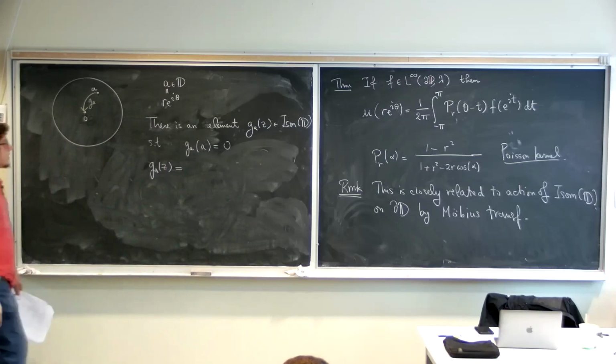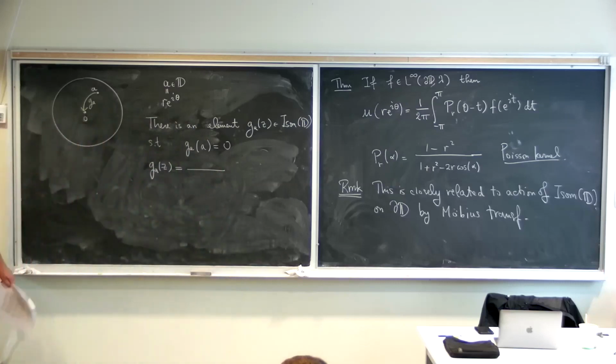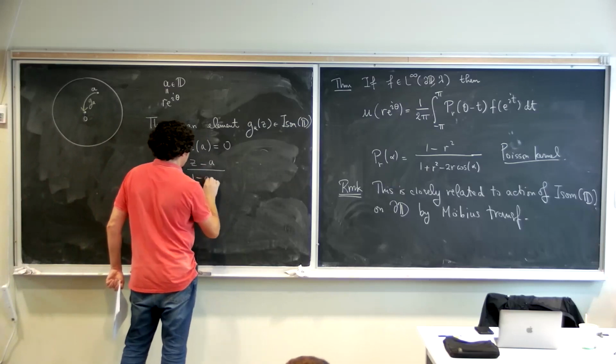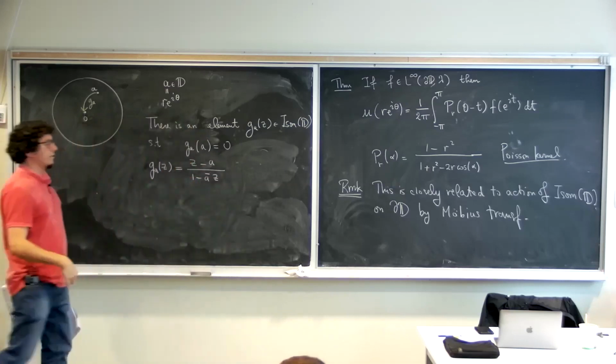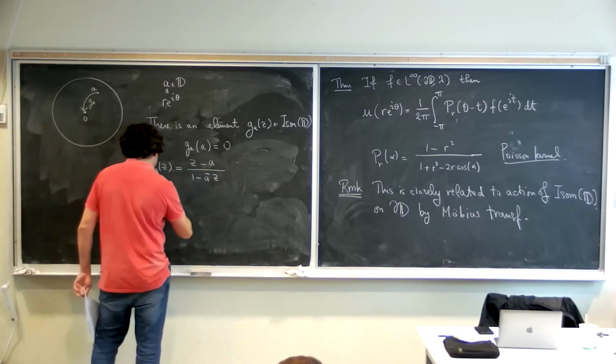It's an isometry of the unit disk that sends A to 0. Anybody remember? Can guess? Like (z minus A) over (1 minus A bar z). That's exactly right. Okay, now exercise number 2 is take the derivative.